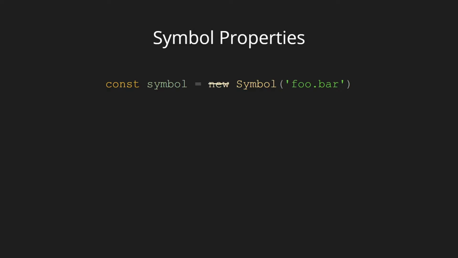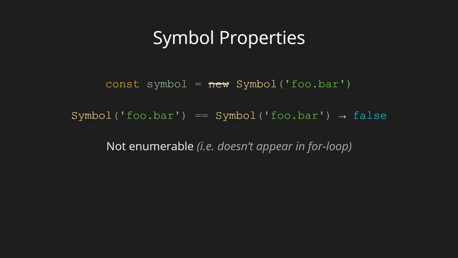To create a symbol, you call symbol like an ordinary function. You can't use the keyword new for this data type, so this line would return a raw primitive. Symbols are also unique, so if you were to create two symbols with identical names, they wouldn't equal each other. Symbols are not enumerable, so if a symbol was the key of a JavaScript object, it wouldn't appear in a for loop when iterating over the keys.